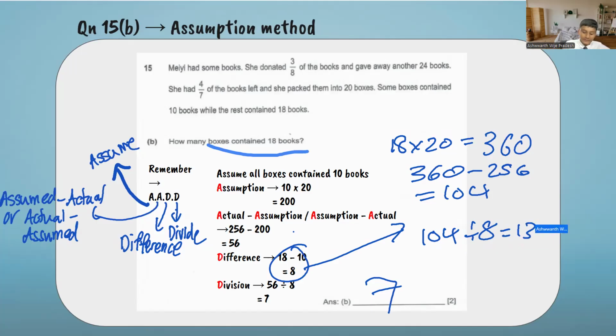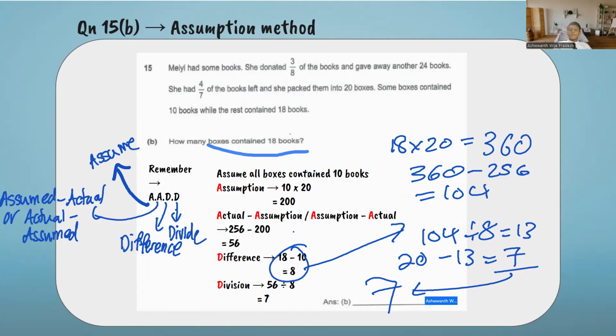And finally, because there are 20 boxes, you must take 20 minus 13 to get 7. And it is the same as this. So assuming for 18 is not wrong, but you have to do one extra step. So when you have to find the 10 books, you assume the opposite. You have the opposite value of it. So you assume the 18 books. So 7 is the answer for this question.